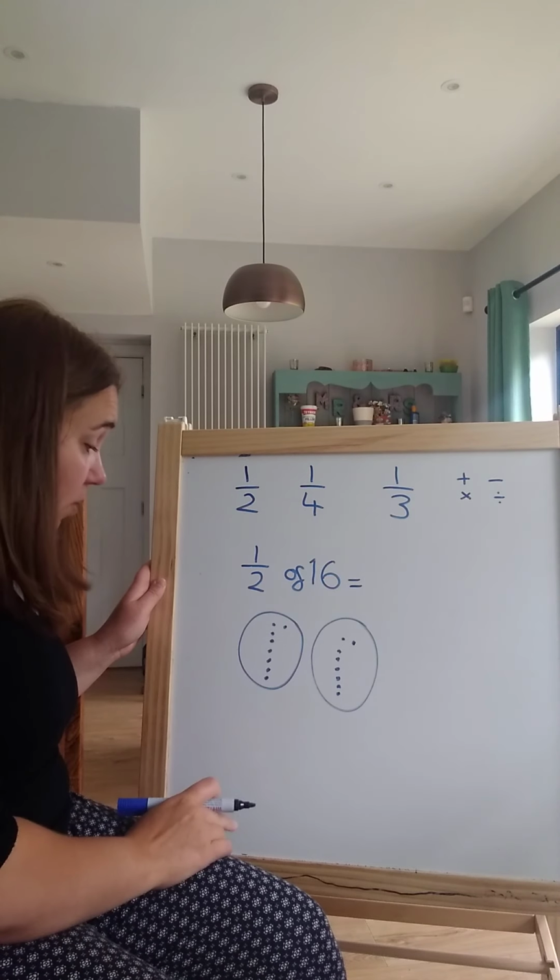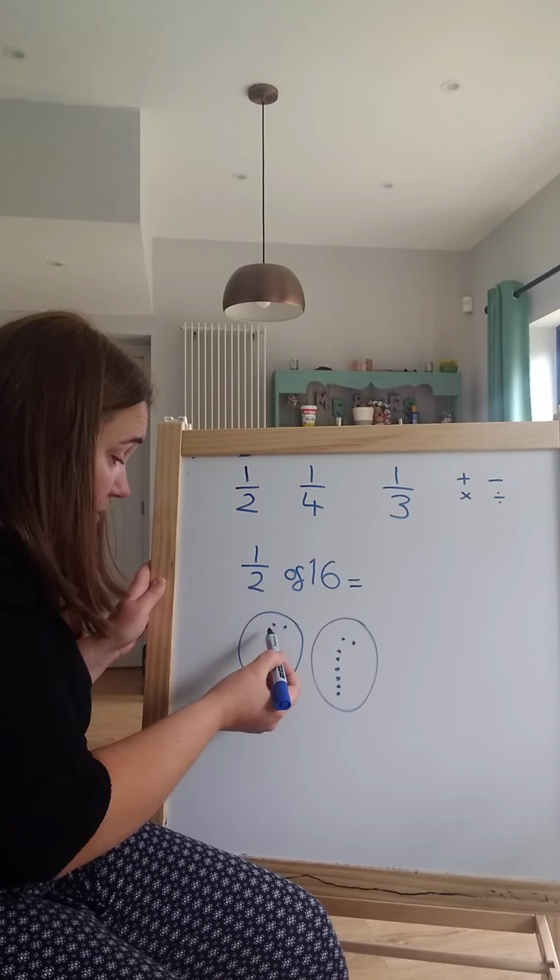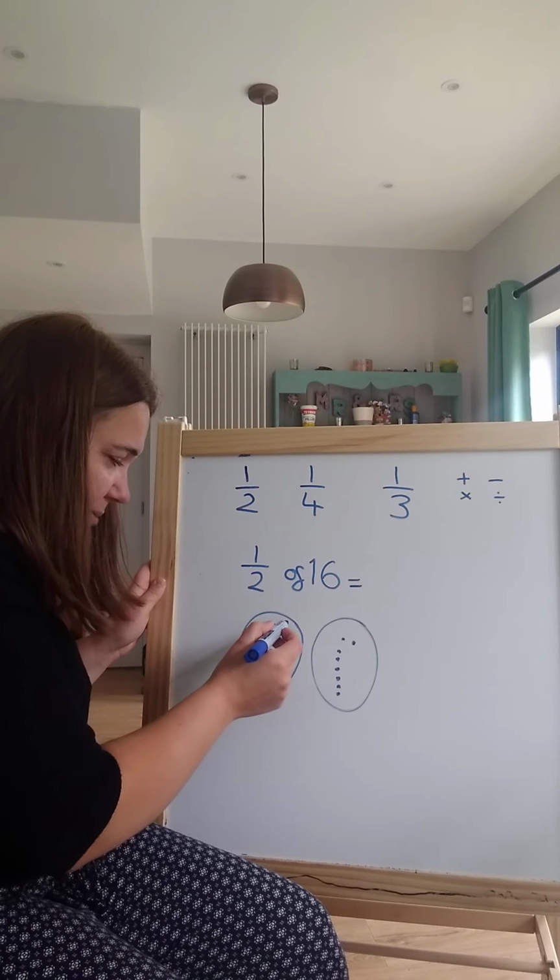Now it wants to know what one of those groups is. So I've got 1, 2, and sometimes I get them to cross it out so they can count it a bit easier.